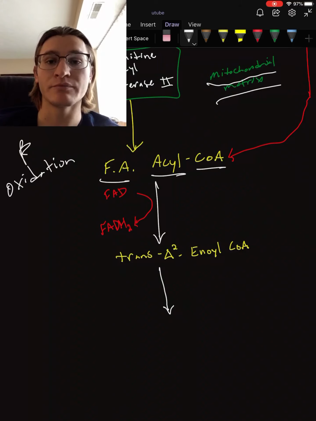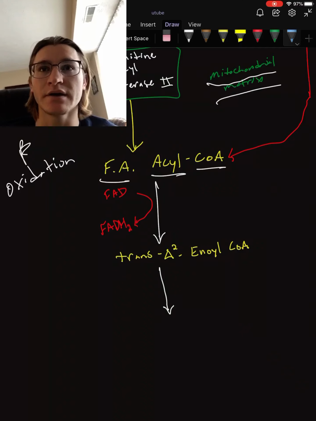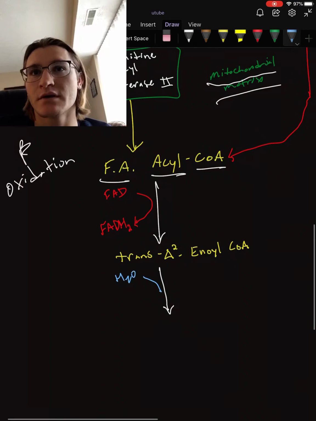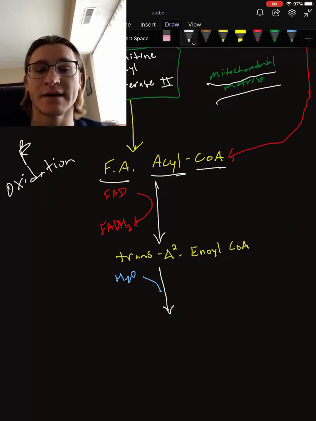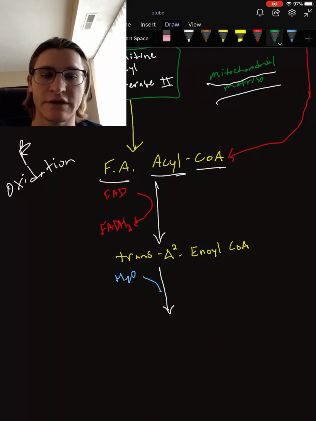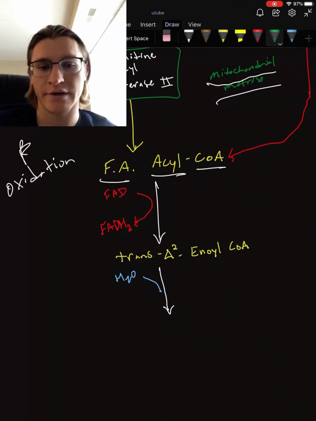Next step is going to put in some water, and with this water we're going to make 3-hydroxyacyl coenzyme A, and that enzyme will be a hydratase. I think I'm going to go in right now and put the enzyme for the first one. Yeah, let me do that.